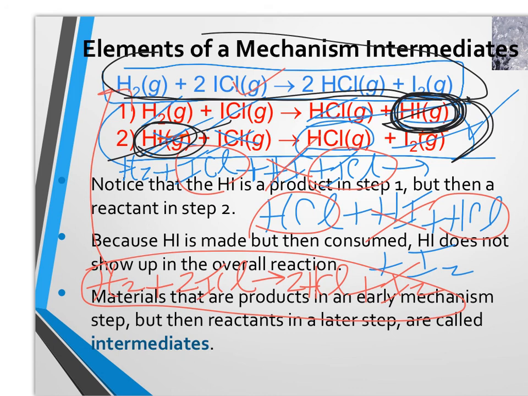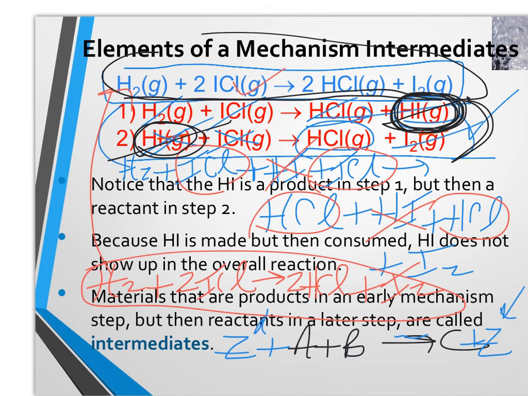Do not confuse an intermediate with a catalyst, okay? A catalyst is there from the beginning. So if you have an overall reaction, A plus B gives C, most of the time they just write the catalyst over the arrow. But if you see something funky, we'll just say Z, on the reactant side and on the product side, that means that's a catalyst. Catalysts are there in the beginning, they're there at the end, they don't get consumed.